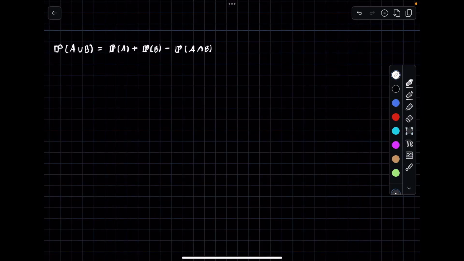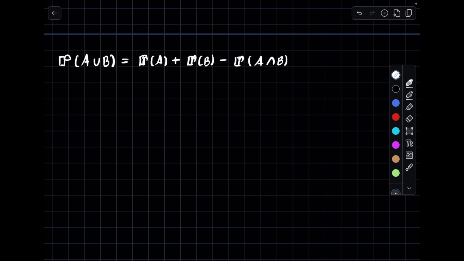Okay, so now we're gonna prove the following formula. We want to prove this, right? So you have to understand what any of these means. So first of all, let's just rewrite P of B and what it means, right? P of B would be P of A intersection B plus P of B without A.